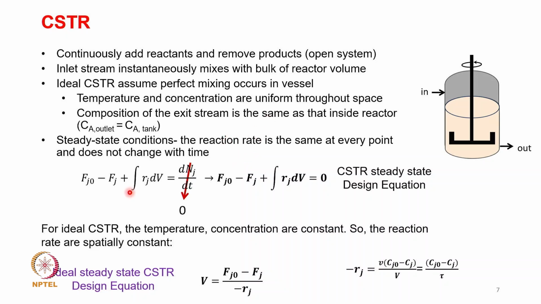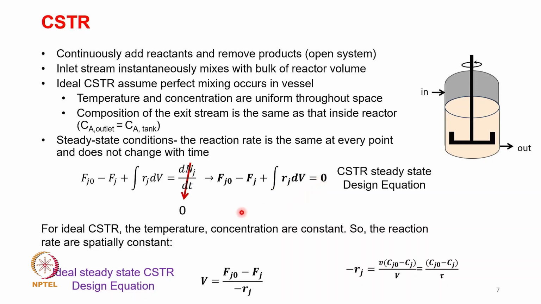Let us go back and revisit our fundamental reactor design equation. You may see that Fj naught and Fj are non-zero here, because you have a continuous feed in and continuous extraction of product. The integral of Rj dV remains, and what goes to 0 is dnj by dt, due to the steady state conditions. So the CSTR steady state design equation simplifies to Fj naught minus Fj plus the integral of Rj dV is equal to 0.